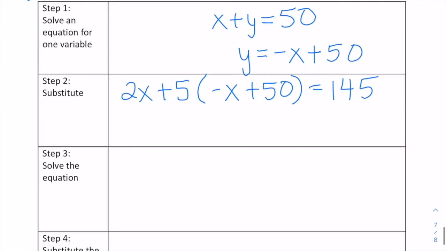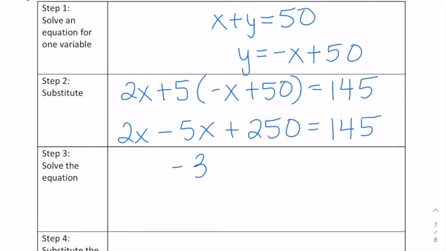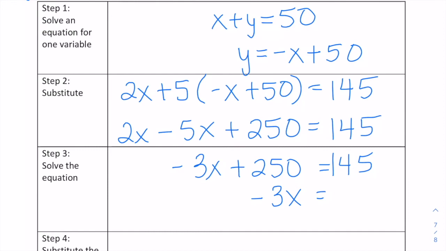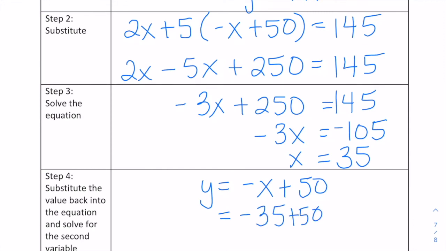And now we're going to solve for that equation. So I could distribute. Negative x times 5 is negative 5x. 5 times 50 is 250. Combine like terms, we get negative 3x plus 250 equals 145. Subtract 250 from both sides. So we get negative 105. And divide both sides by negative 3, and we get 35. So if we have 35 of those 2-point questions, we could plug that in to see how many 5-point questions we have. So that's going to be negative 35 plus 50, or you could say 15.